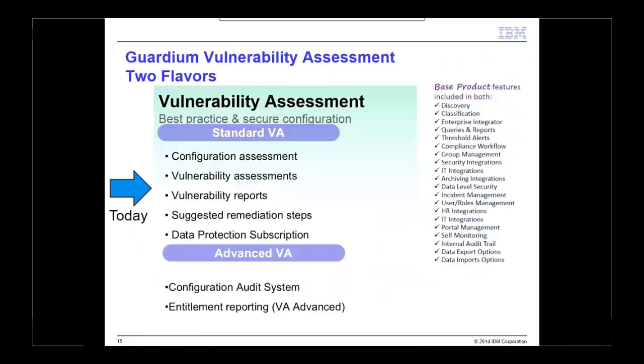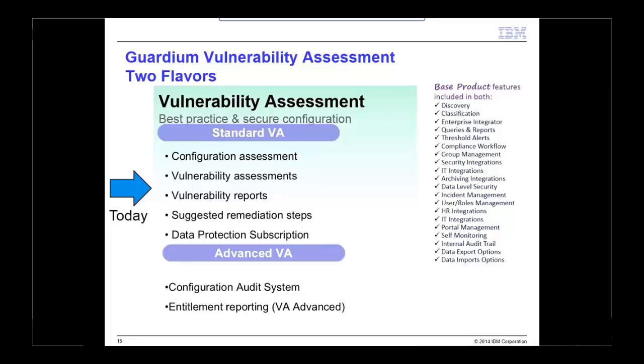If you look at the vulnerability product, it comes in two flavors, and I'll just quickly make reference to this. There's a standard edition and an advanced edition. The standard edition is your basic vulnerability assessment with the reporting and the remediation steps and the data protection system that is a subscription. And then there's the advanced edition, which adds configuration audit system and entitlement reporting, which are things we'll be talking about in the next one of these tech talks.